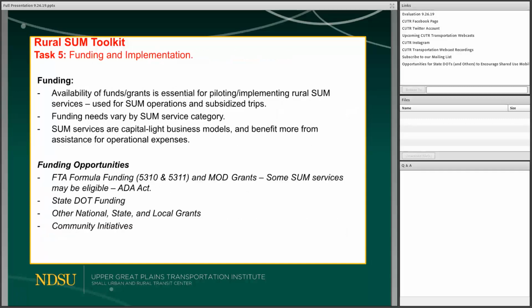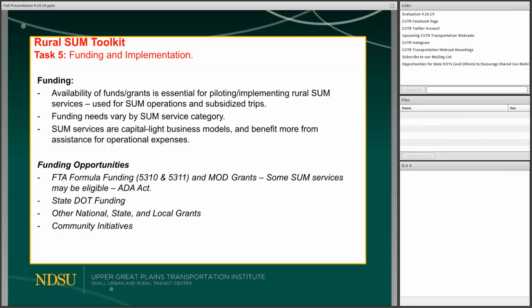The last task, and a very important task, for the shared use mobility toolkit for rural communities is funding and implementation. Availability of funds is essential for piloting any kind of shared use mobility service, and funding needs vary by shared use mobility service category.